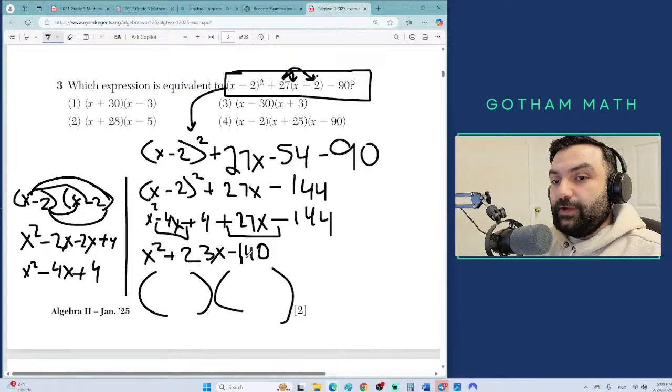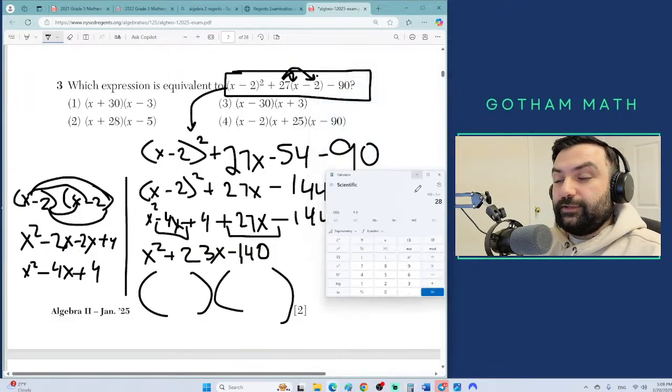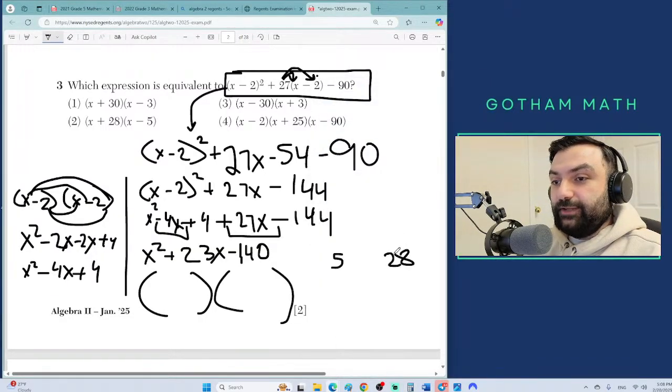So how can you find it? What multiplies to 140? Probably a lot of things, like 1 and 140, 2 and 70, 4, 5, maybe. What is 5 and what? We can divide 140 by 5. Oh, look at this, got lucky. 5 and 28, right? And 5 and 28 can make 23.